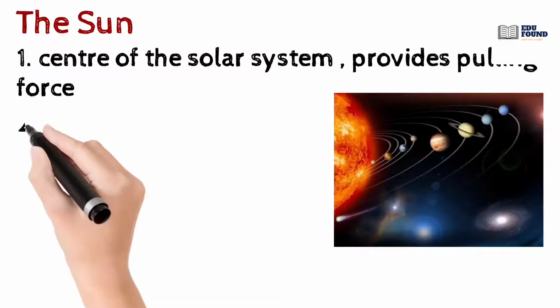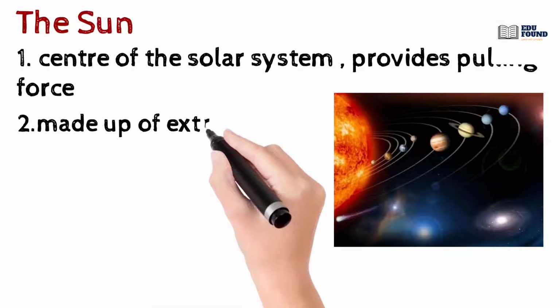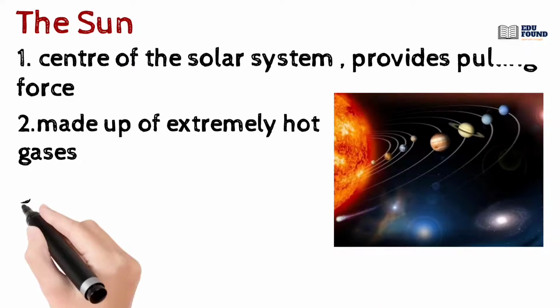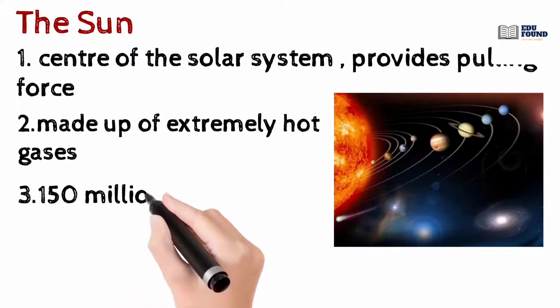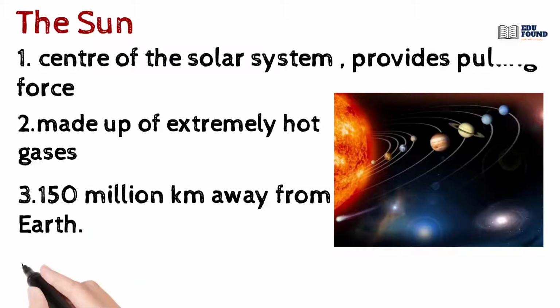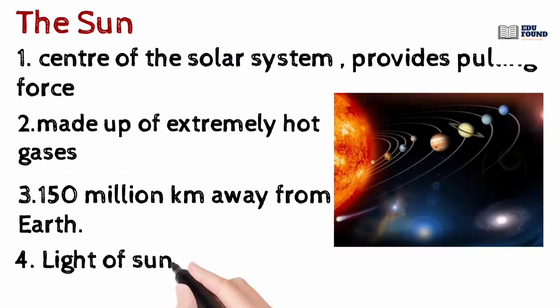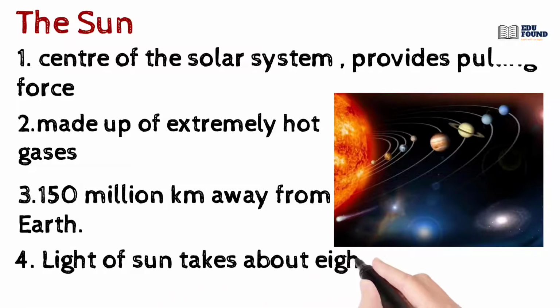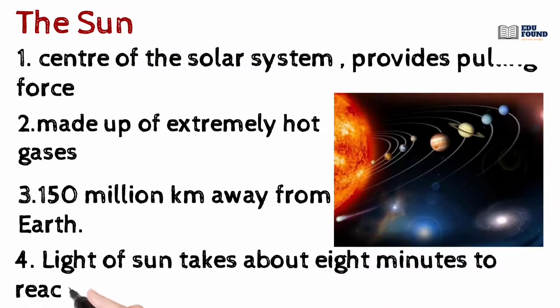So next, the sun is made up of extremely hot gases like hydrogen, helium, etc. The sun is approximately 150 million kilometers from Earth. So we can't imagine the distance actually. So high, so huge a distance. And light travels at the speed of about 3 lakh kilometers per second. So the light of the sun takes about 8 minutes to reach the Earth.